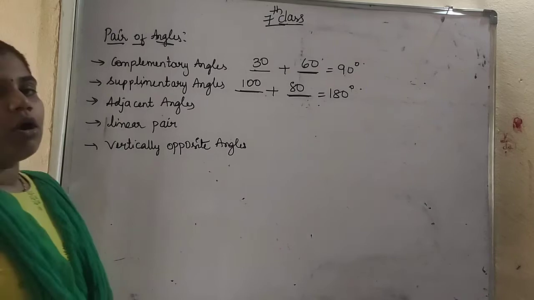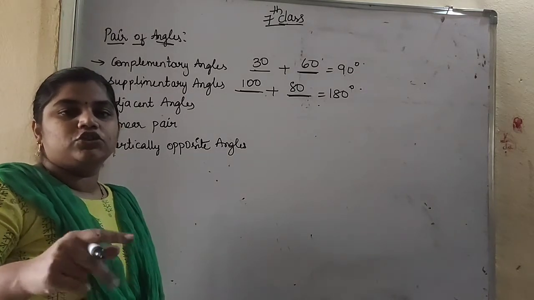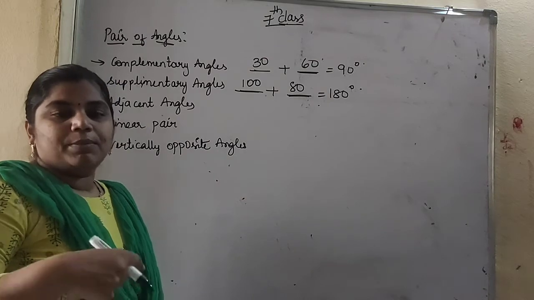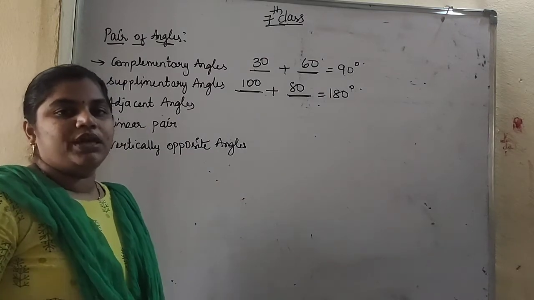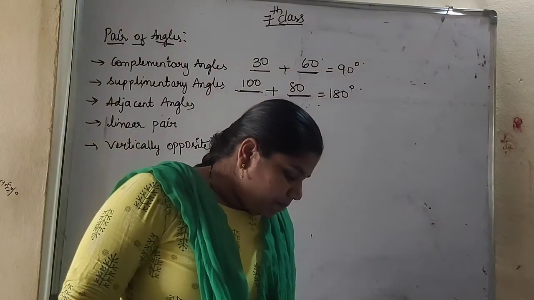So what do you mean by complementary angles? Complementary angles means the sum of two angles should be equal to 90. Supplementary means the sum of two angles should be equal to 180. So they are called supplementary angles.